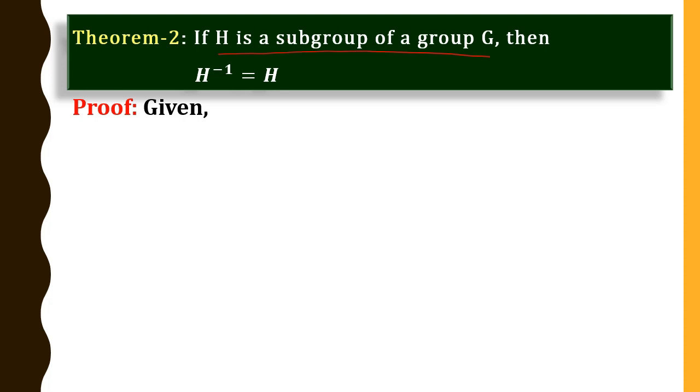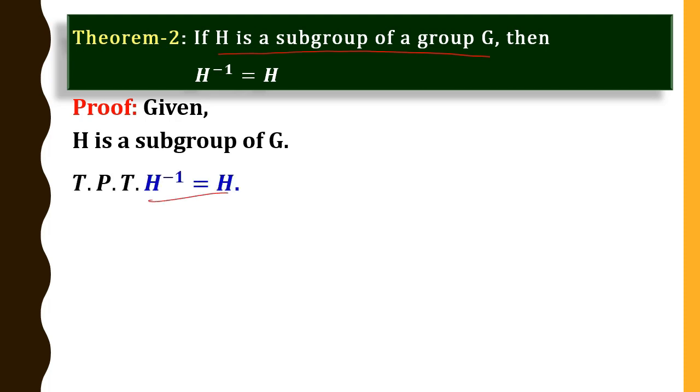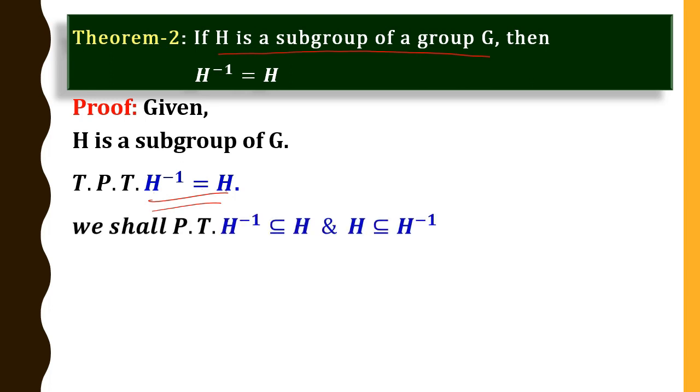We shall write given. What is given? H is a subgroup of G. And what is our aim? We have to prove that H inverse is equal to H. So H inverse is equal to H means these two are sets. When we say two sets are equal, both are subsets of each other. That means we have to prove that H inverse is a subset of H and H is a subset of H inverse. Okay, before that we shall consider an example.